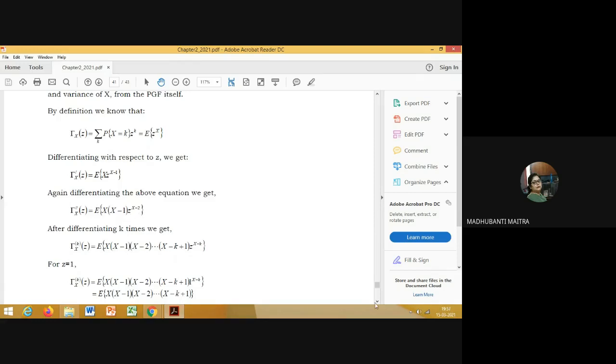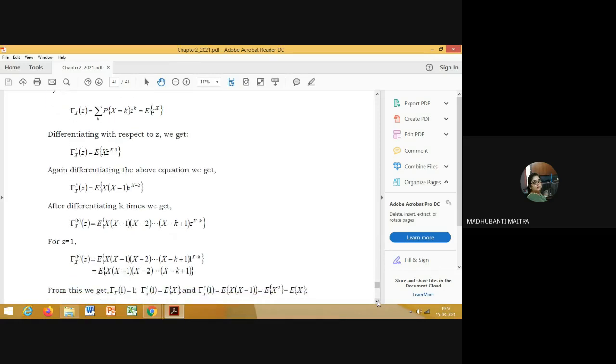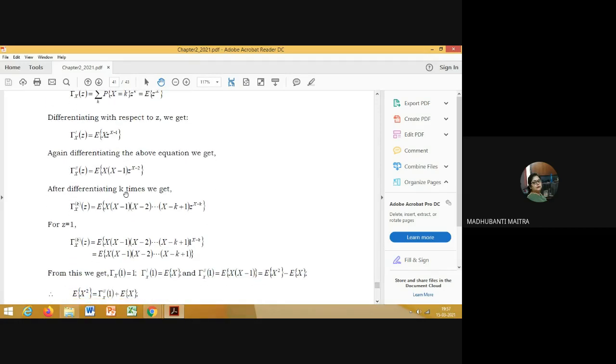So if we go on taking derivatives in this manner, and if we differentiate that expression k times, we'll get tau^(k)(z). We have differentiated k number of times, so that will be equal to the expected value of x into x minus 1 into x minus 2 into x minus k plus 1, and the whole will be multiplied by z to the power x minus k. Just extrapolate from this expression.